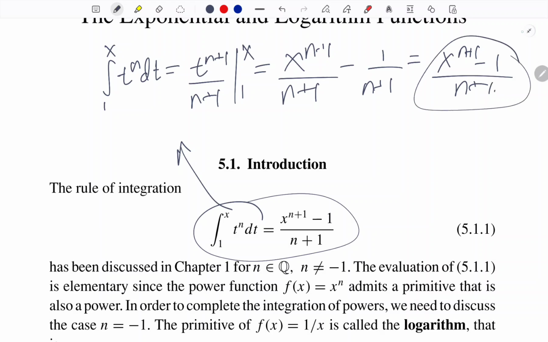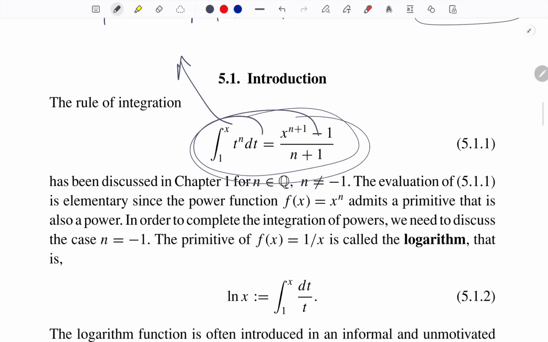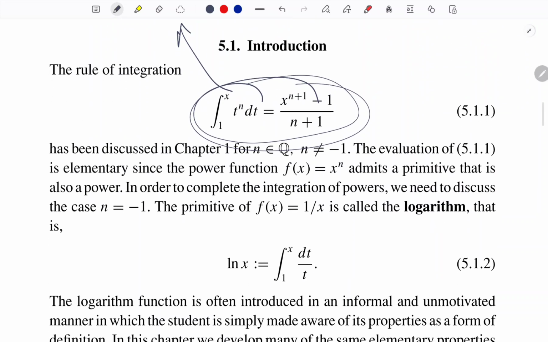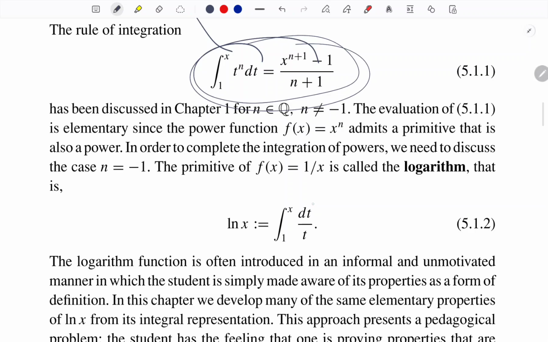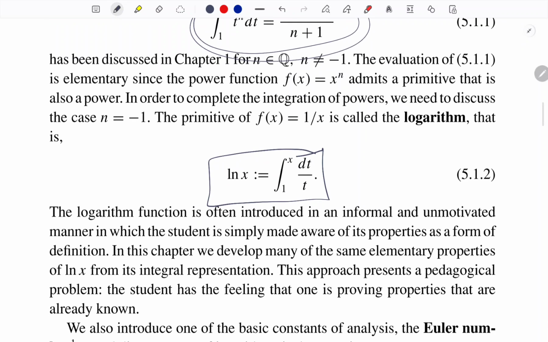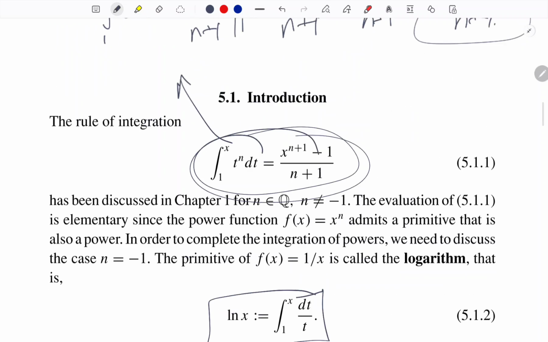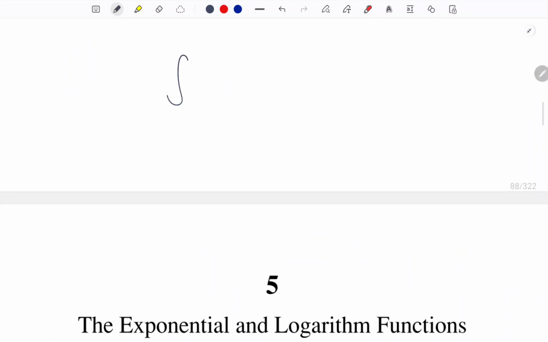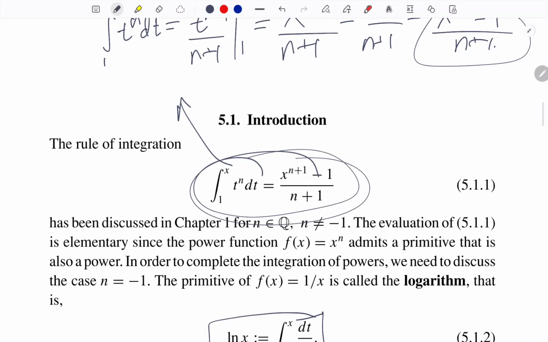So that's what is written over there, right? And I hope you know this also: the integral of dx over x is ln x plus c. It's a basic thing.